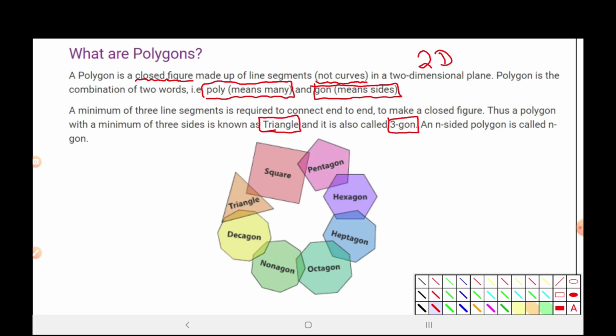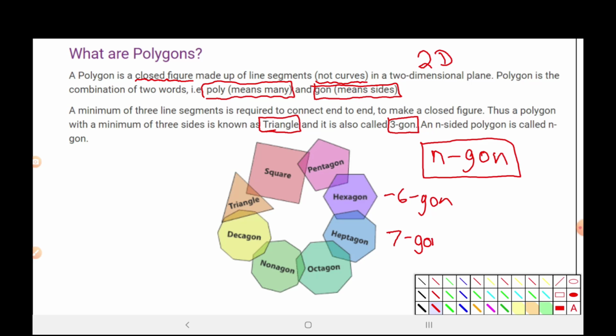All right. And an n-sided polygon is called an n-gon. So n-gon just means that we are going to have n sides, that we don't really know how many sides we're going to have. Like a hexagon, for instance, right here, we see that it has 6 sides, so we're going to call that a 6-gon. A heptagon, pretty easy, is going to be a 7-gon. But if we say n-gon, then we don't really know how many sides we have. It's just a variable. It could be any number of sides. All right, so nice little vocab to get us started.